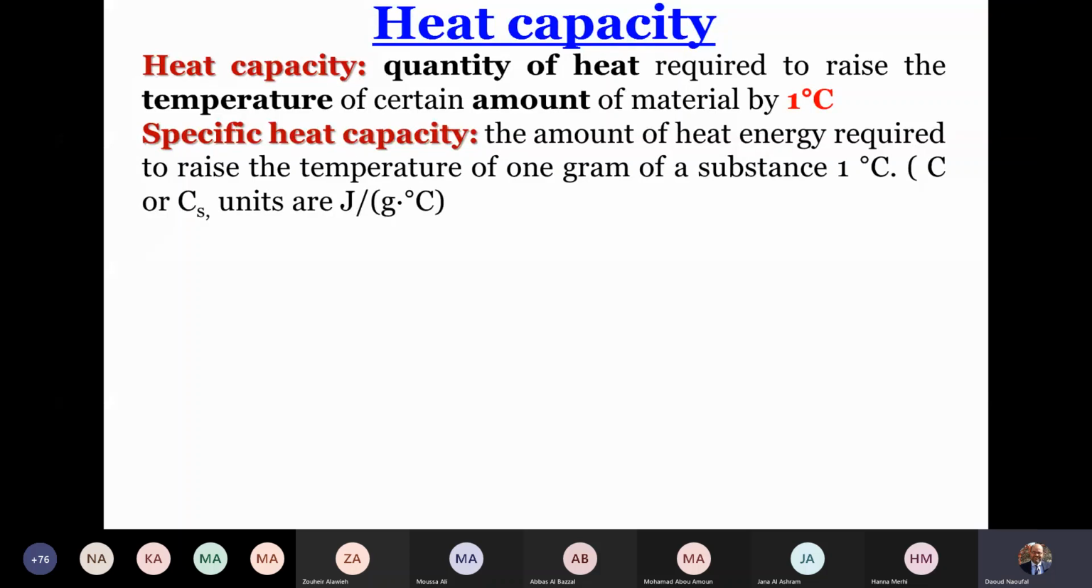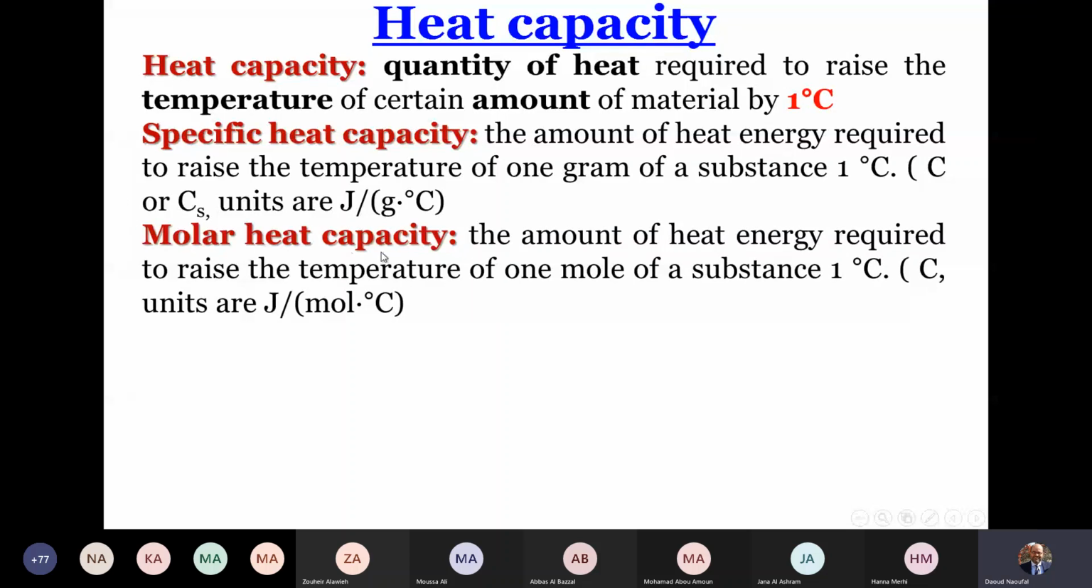Sure, we have a relation between the heat capacity and the specific heat capacity. The heat capacity is equal to the mass of the substance times the specific heat capacity. So heat capacity equals the given mass times the specific heat capacity, which is per 1 gram of this substance. The specific heat capacity is noted C or Cs, and the units are joule per gram per degree.